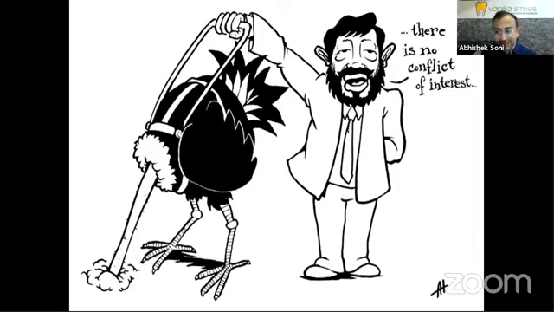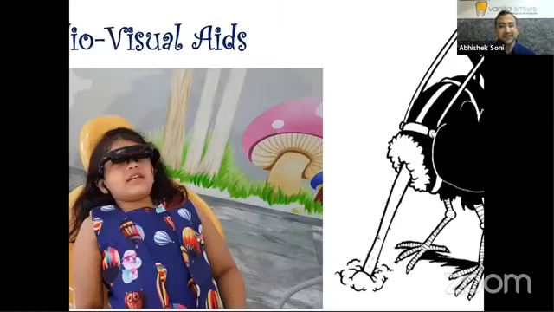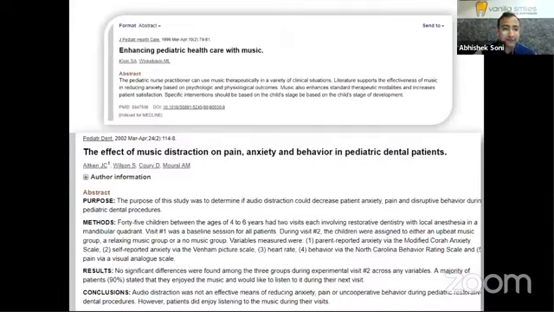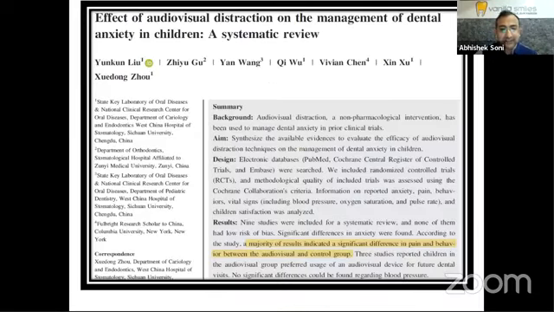So let's begin the alphabetical journey with the letter A. A for audiovisual aids, a must-have distraction tool in your practice. Let the children use it once, and trust me, you'll see the magic unfold in your practices. There is a plethora of evidence supporting music therapy and audiovisual aids, and all conclude that there was a significant difference in the pain and the behavior when comparing the audiovisual group and the control group.